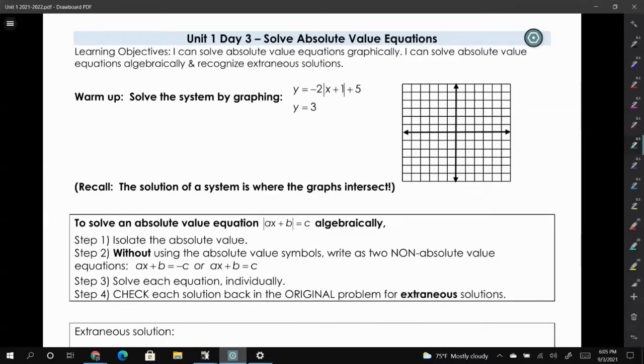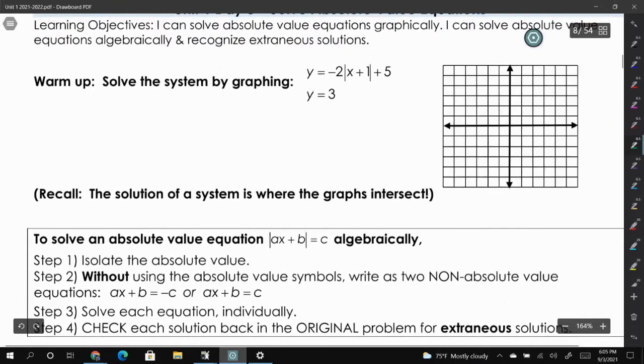We've been talking about graphing absolute value functions. Now we're going to shift to talking about absolute value equations. Before we do that, let's connect the two. So we're going to solve this system of equations by graphing. We've just got done graphing absolute value equations like this. So let's go ahead and graph that real quick.